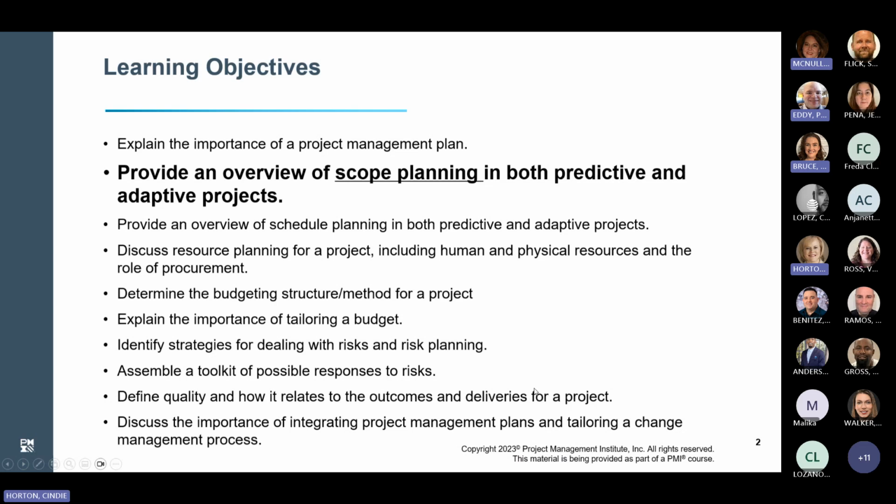These are the learning objectives for this topic on planning. Our focus in this particular session is described in that second bullet there. Provide an overview of scope planning in both predictive and adaptive projects. So scope planning is our focus tonight, particularly in both predictive and those adaptive projects.